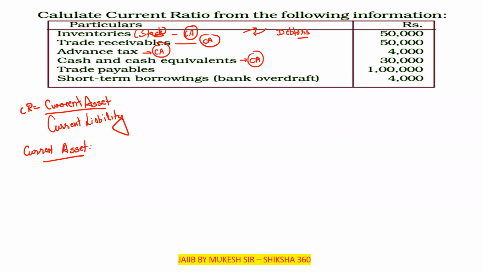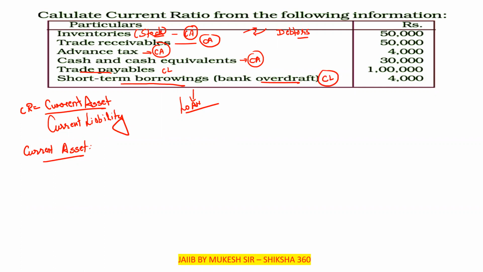Trade payables: we buy raw material from a firm and we have to pay money to them. That is trade payables, which is a current liability, CL. Short-term borrowings, like a loan or bank overdraft, are also a current liability.